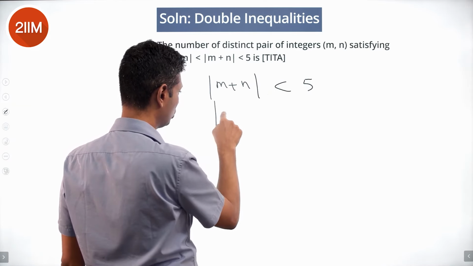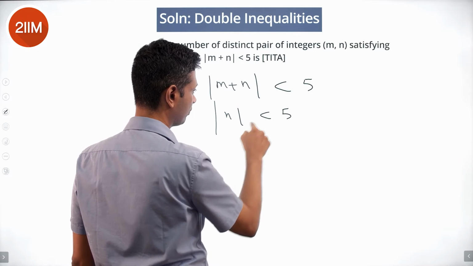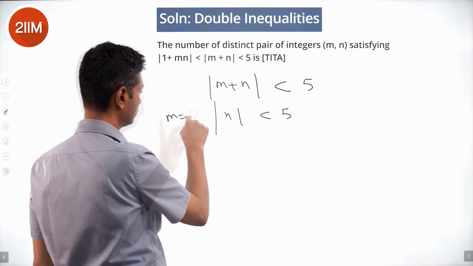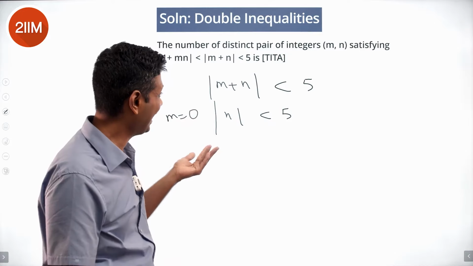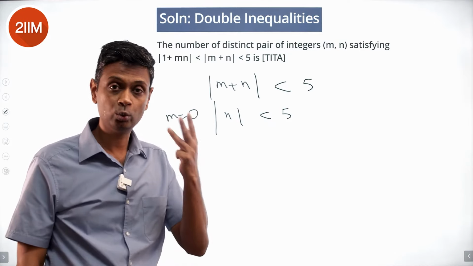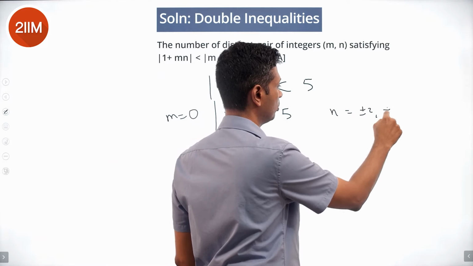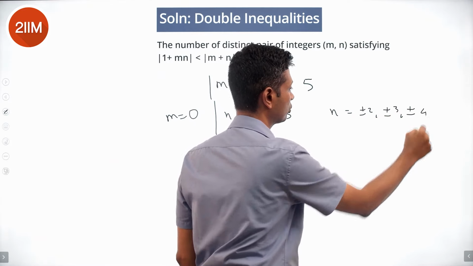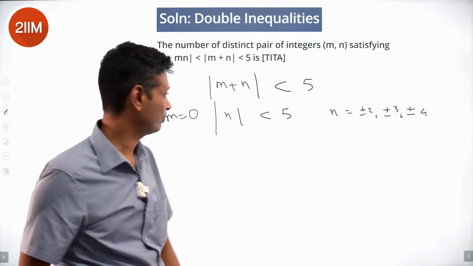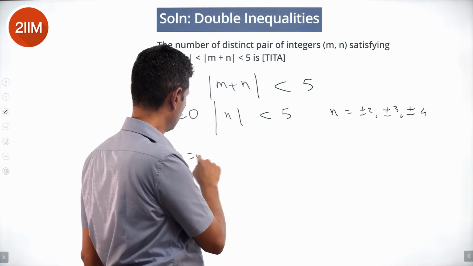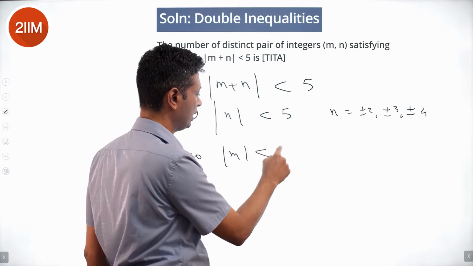If m is 0, mod n less than 5. When m is 0, mod n less than 5, n has to be greater than 1, be 2, 3, 4. N could be plus or minus 2, plus or minus 3, plus or minus 4. Exact opposite. If you put n equal to 0, we have mod m less than 5.